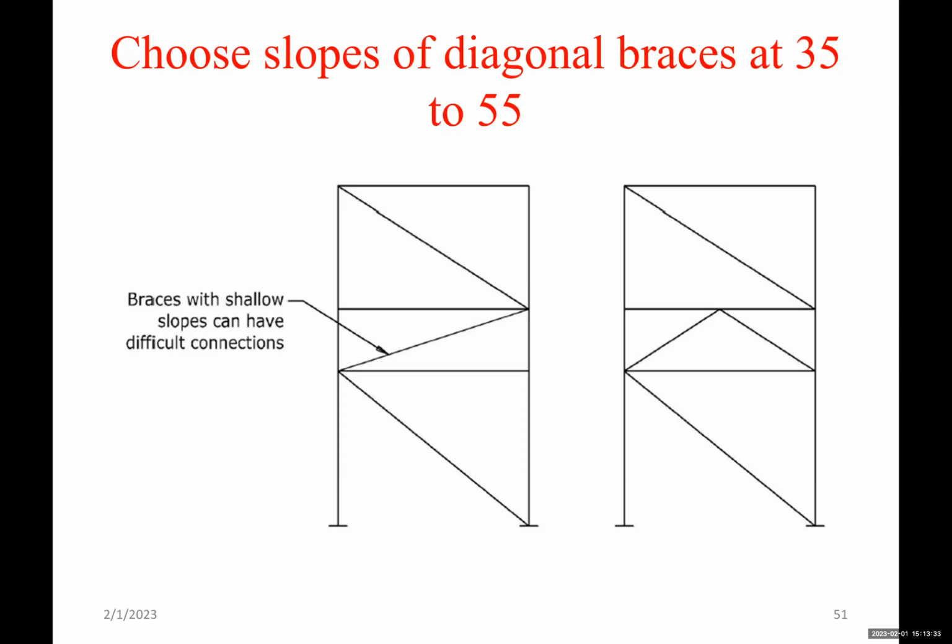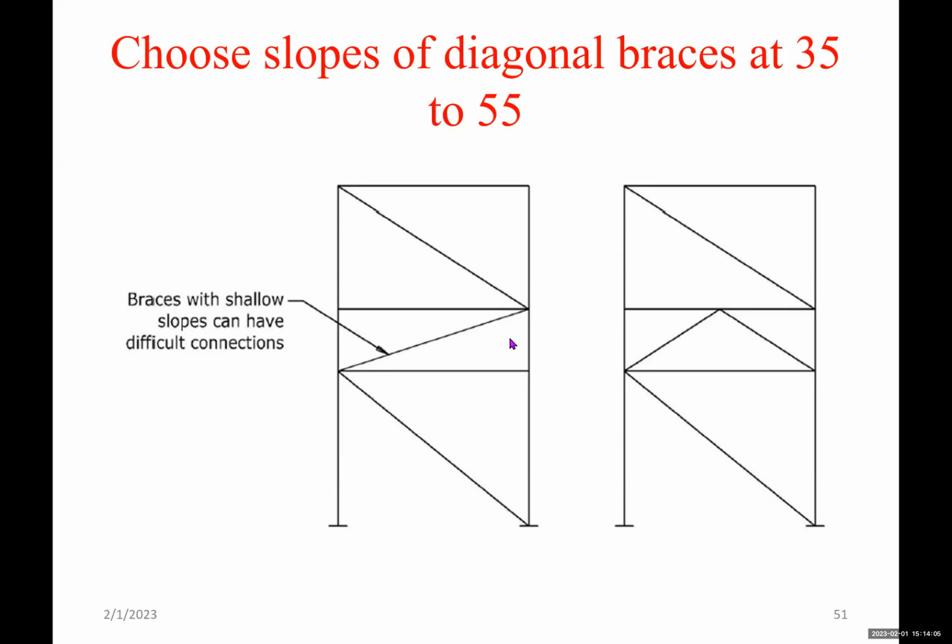Choose slopes of diagonal braces at 35 degrees to 55 degrees. The angle is important here. For the brace to be efficient in resisting the load, the angle is important. A brace at 20 degrees will not resist much load. Between 35 and 55 degrees will be efficient. 45 will be the most efficient.